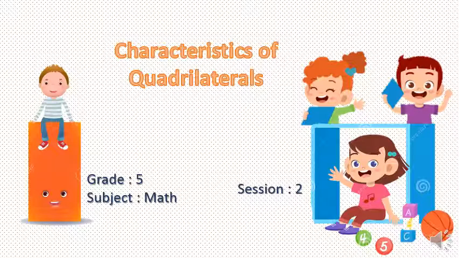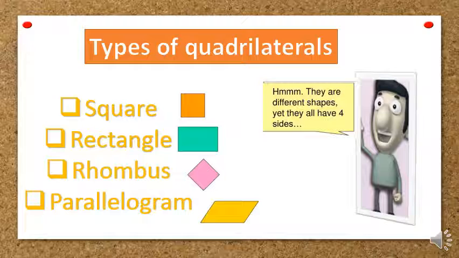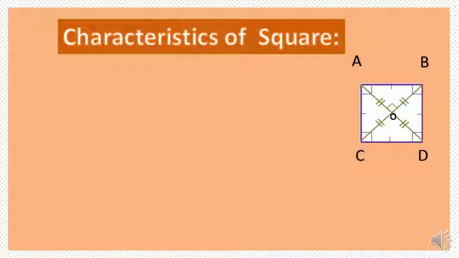Hello, grade 5, and welcome to session 2 of our lesson, which is characteristics of quadrilaterals. The quadrilaterals we are going to talk about are the square, the rectangle, the rhombus, and the parallelogram. Let's start with the characteristics of a square.